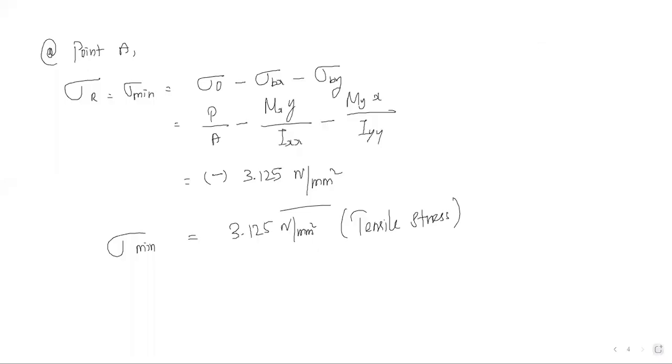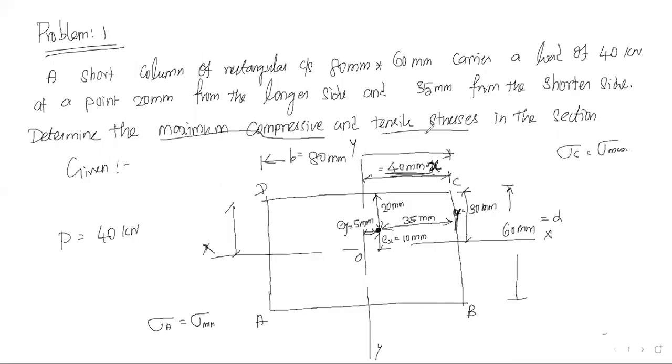So as per our problem requirement, sigma max and sigma minimum are calculated. Now we should move on to sigma at a different position, that is, sigma at B and sigma at D. How much is it? That value also we can calculate now.